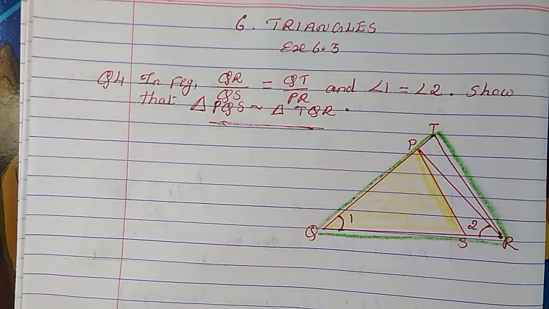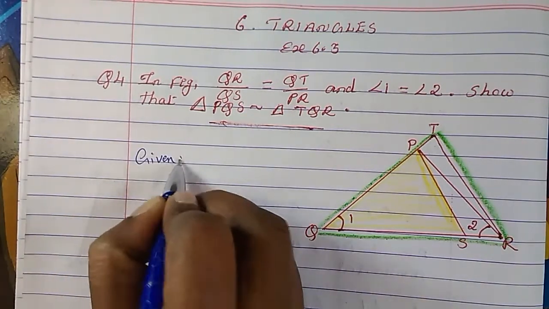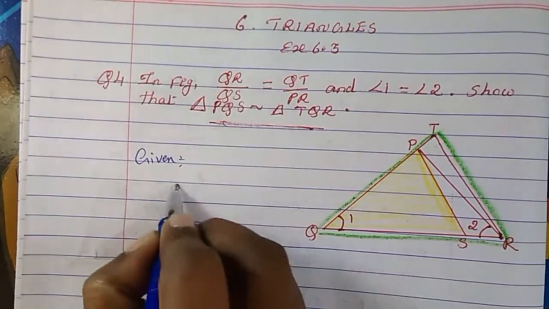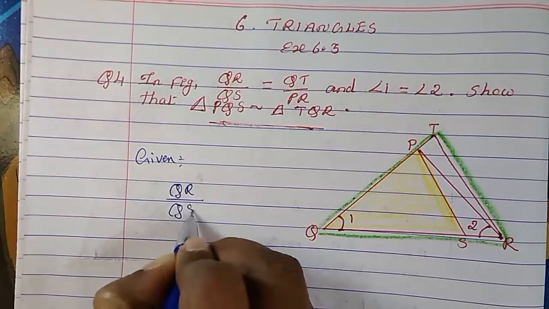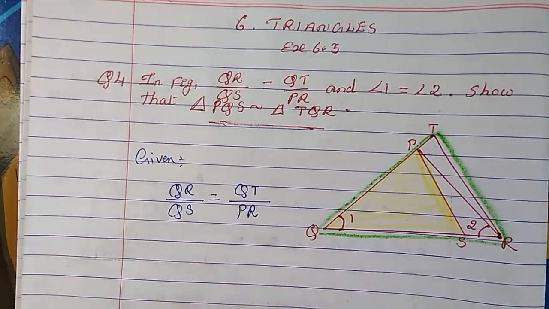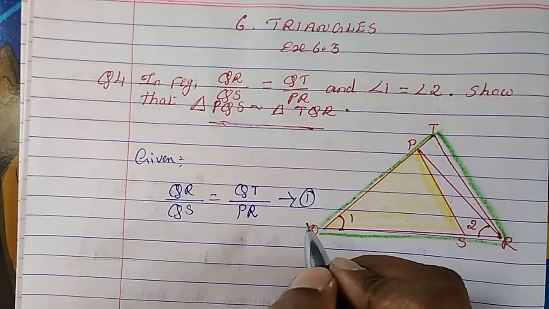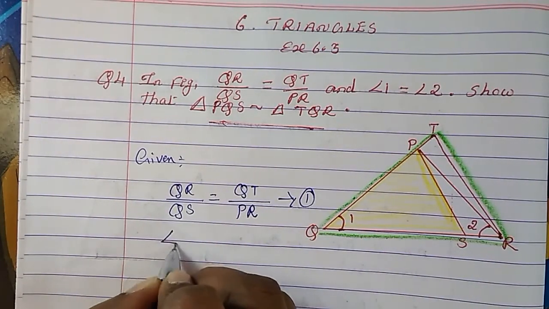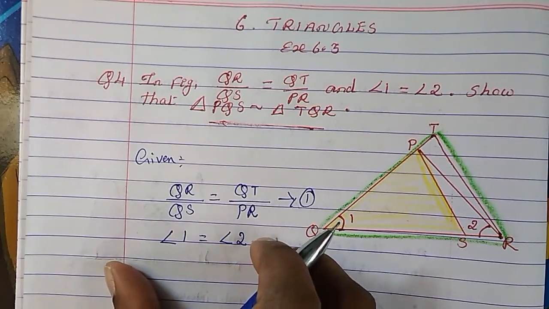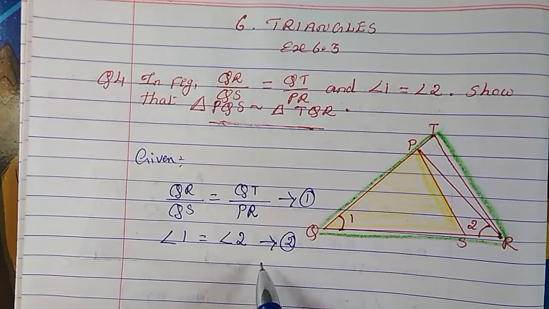So before that, what are the things that are given? Let us write it down. From there only we have to find the answer. So what is given? Given is QR upon QS is equal to QT upon PR. Okay, so this is given to us. Let's keep this as equation 1. Then also what is given to us? Angle 1 is equal to angle 2. So that's also given to us. So we can keep this as equation 2. Okay, so two things are given to us.